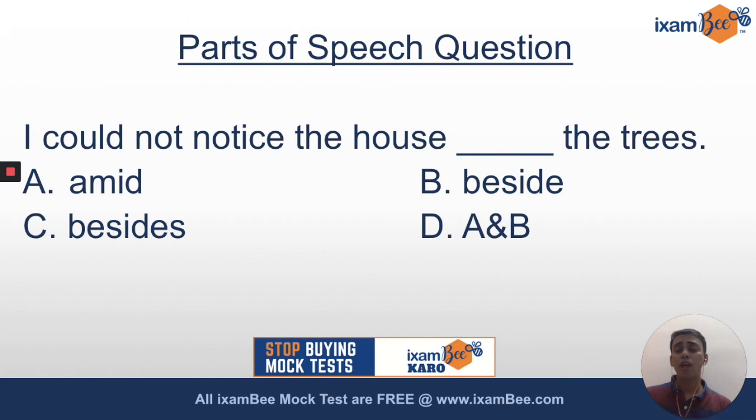I could not notice the house beside the trees. Well, that can be correct too. You have a group of trees here, the house is beside it and you're not able to notice that. Okay, makes sense. I could not notice the house besides the trees. Now, the word besides means apart from. So I could not notice the house apart from the trees really doesn't make sense. So A and B is your right answer. I could not notice the house amid the trees and I could not notice the house beside the trees. Okay, so that concludes the parts of speech question as well.